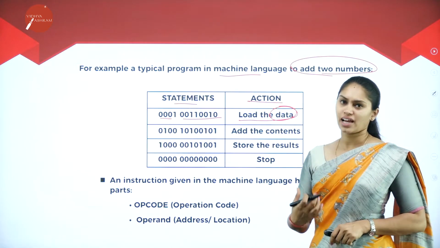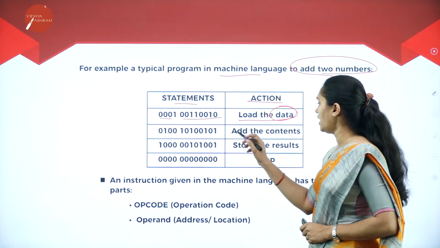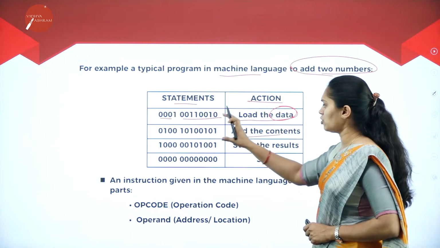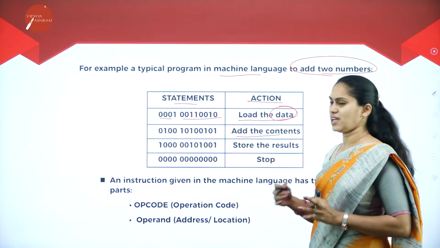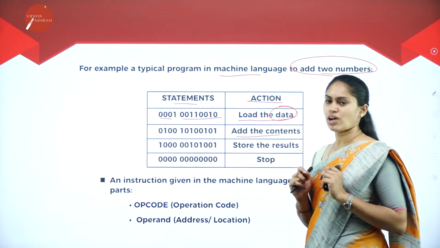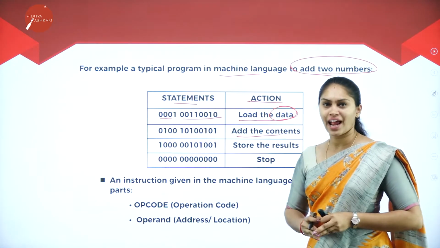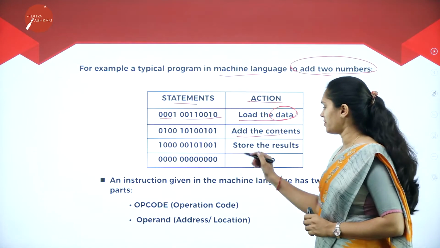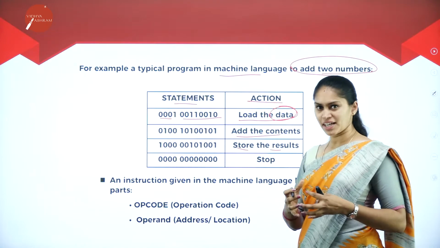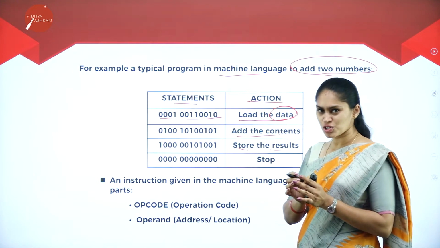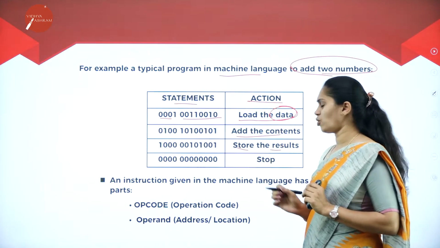What is the number that I needed to add? After that, add the contents. So I have to load the data, then I have to add the content. If I am taking two numbers, then I have to add those two numbers. After adding the content, I have to store it somewhere. That is what store the resultant. So first I have to load the data, then add those two numbers, and that will be stored as a result.